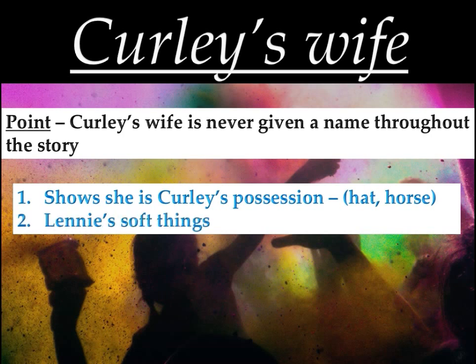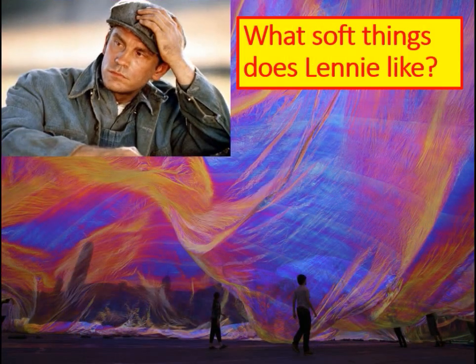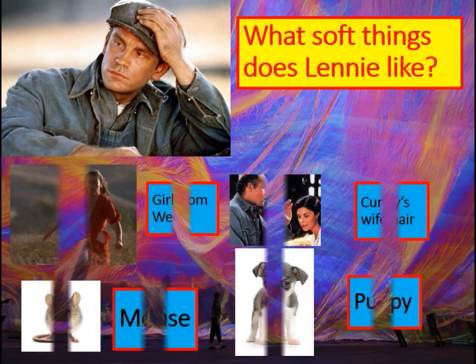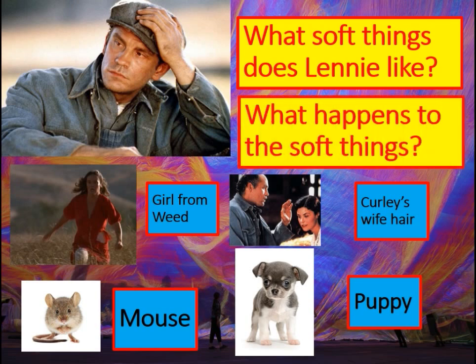Okay, and number 2 is Lennie's soft things. So this might be one that you haven't really talked about too much. We talked about it in my class, but maybe it's one you haven't heard. So if we look at Lennie, what soft things does Lennie like? Well, he likes the girl from Weed, he likes Curley's wife's hair, he likes the mouse, he likes the puppy, he likes velvet. Well, what do these things have in common? Well, basically they're all nameless.